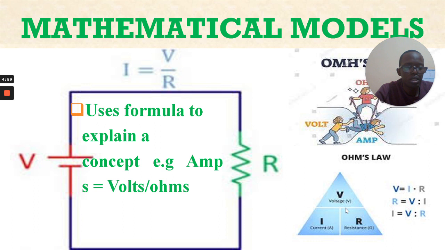So for me, for instance, if I want to get the voltage, I just use the current and the resistance. And if I want to get the resistance, I will take the voltage over the current. And if I needed to get the current, I'll just take the voltage over the resistance. So this is a mathematical model.